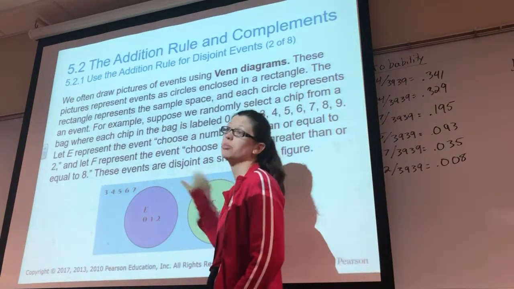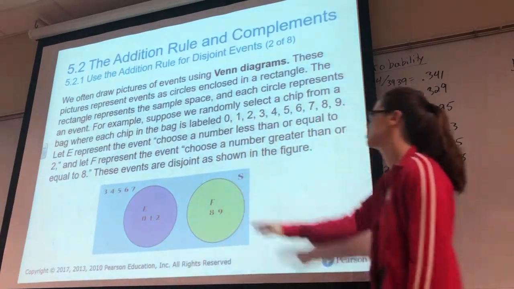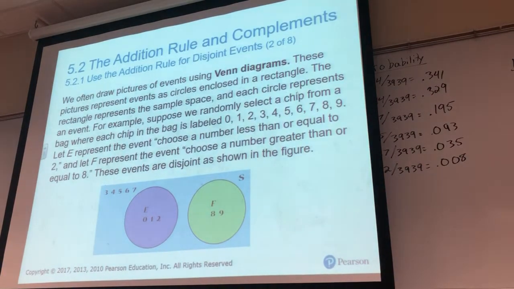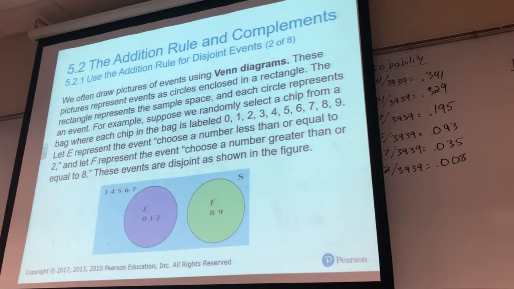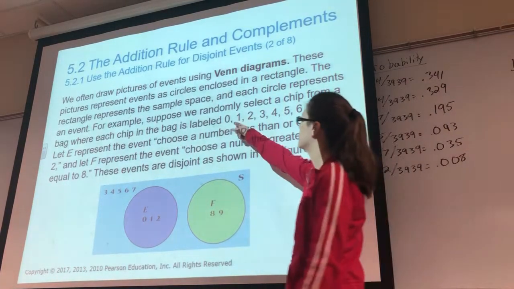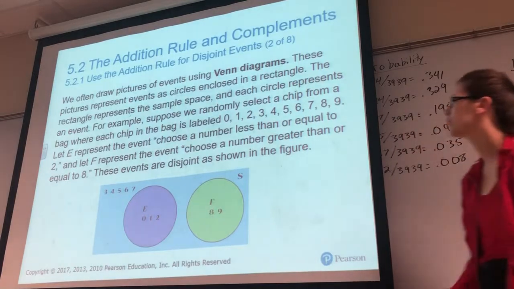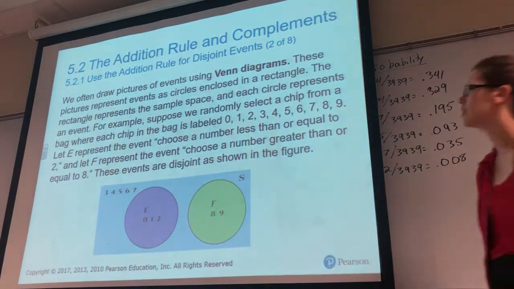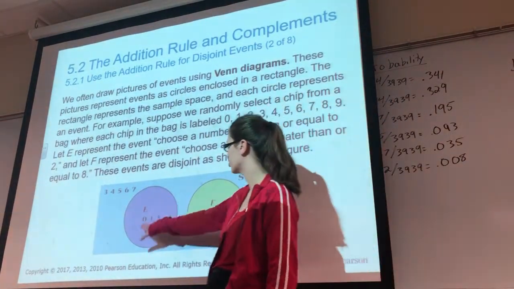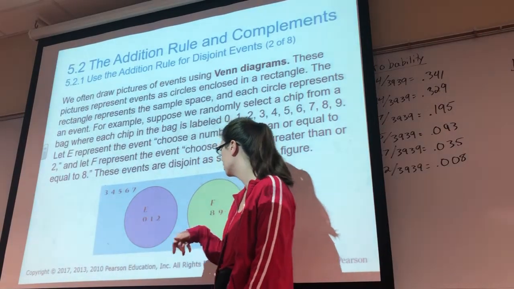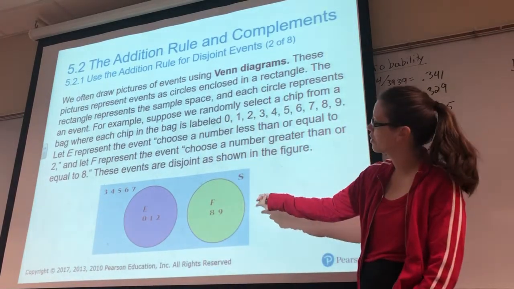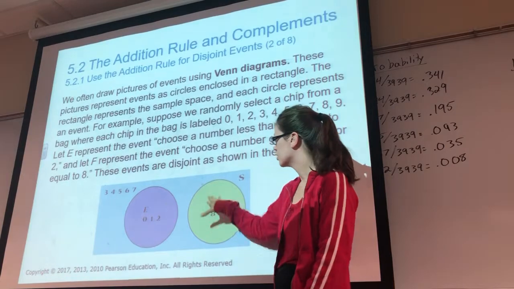Then we've got this nice little Venn diagram right here. If you did 105, you're familiar with those. It's just one example. You don't have to draw out Venn diagrams or anything like that, because we're not going to get that deep into it. But with this one, we're looking at a chip from a bag, where they're labeled with the 10 digits here. And we're looking at two events. E is going to be choosing a number less than or equal to 2, so 0, 1, or 2. F is going to be choosing a number greater than or equal to 8, so either 8 or 9. Those are our two events.